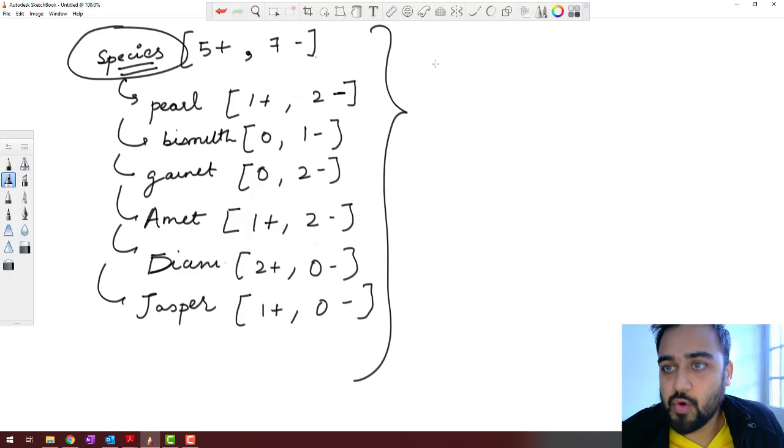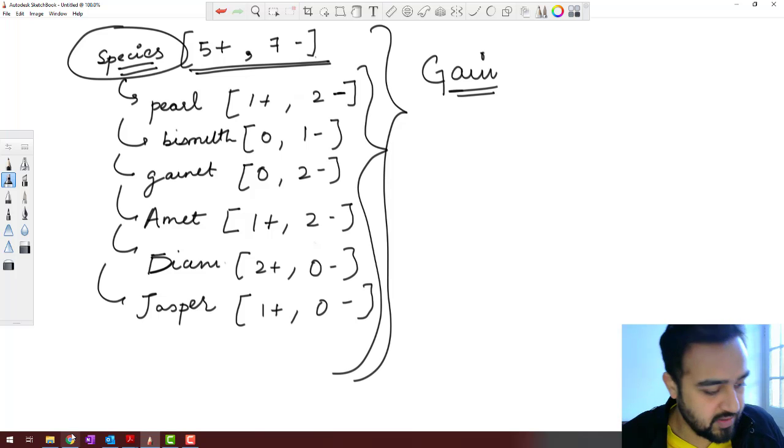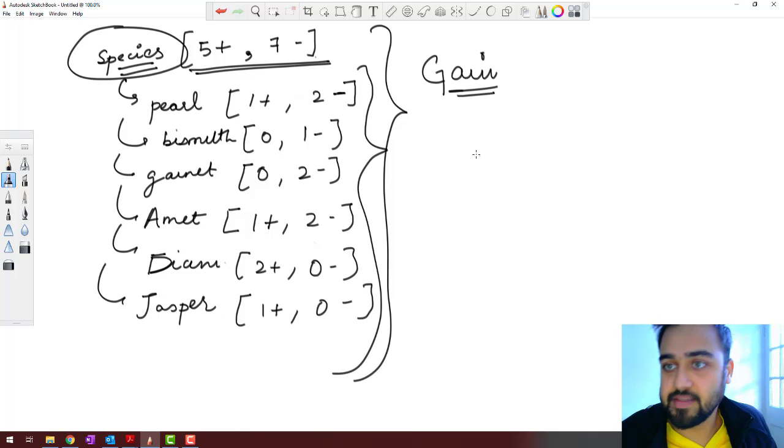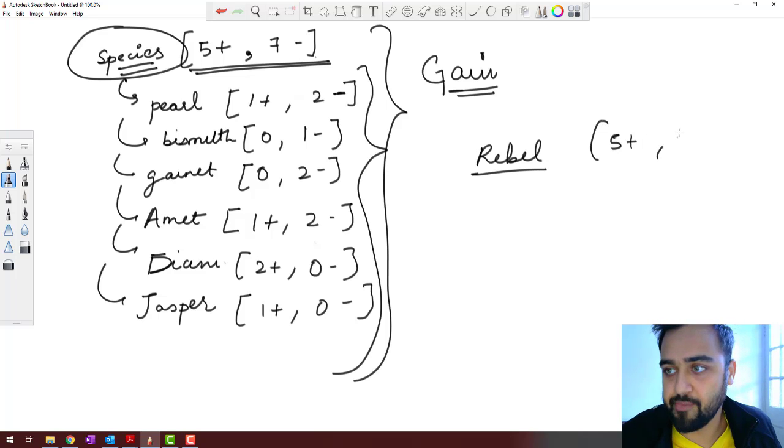So using these, you can very well calculate the entropy from this, and then calculate the gain using all these attributes. And similarly, you can go with rebel. Again, 5 positive, 7 negative. Entropy would remain the same for all the attributes.